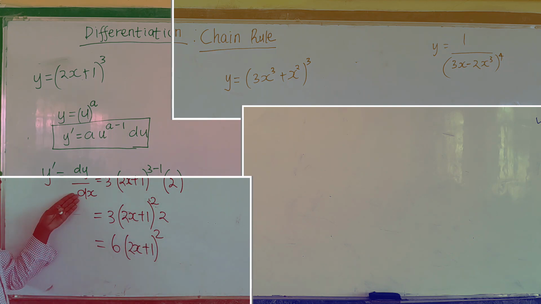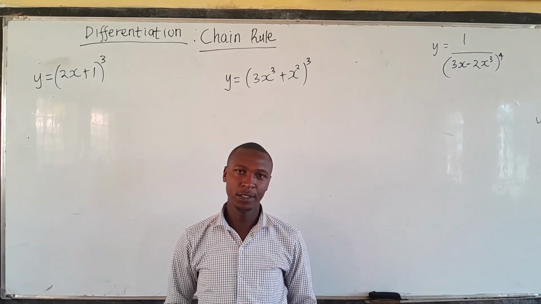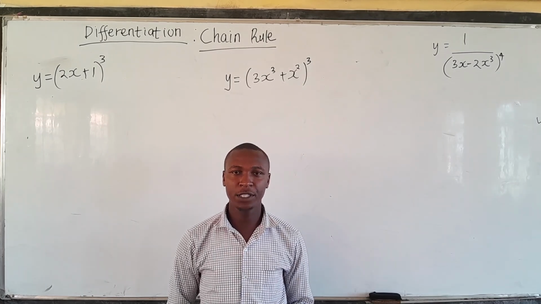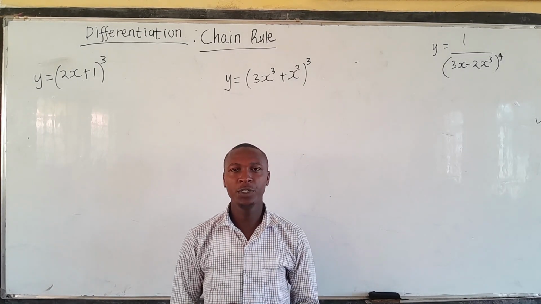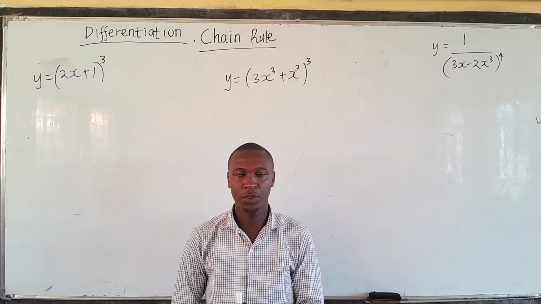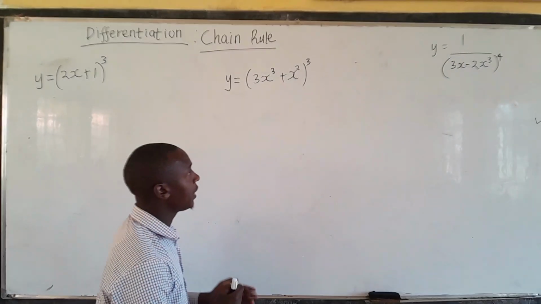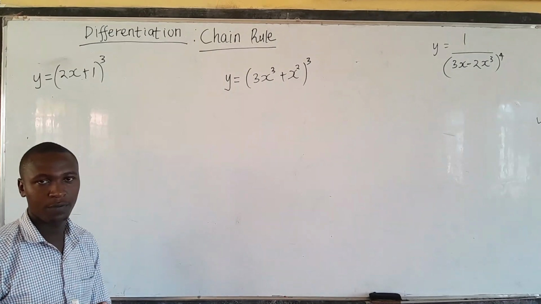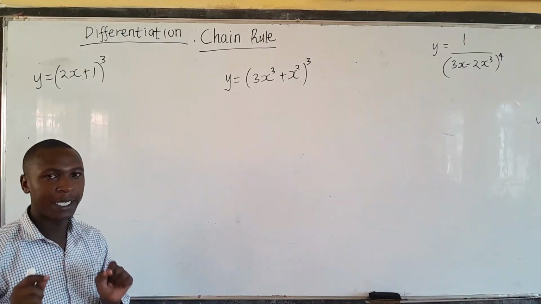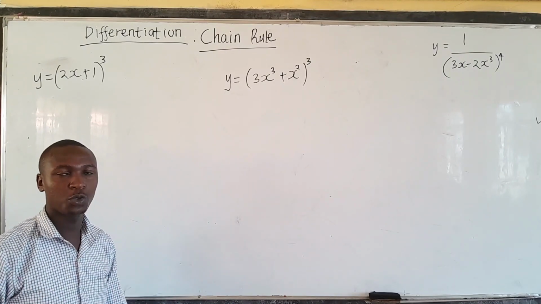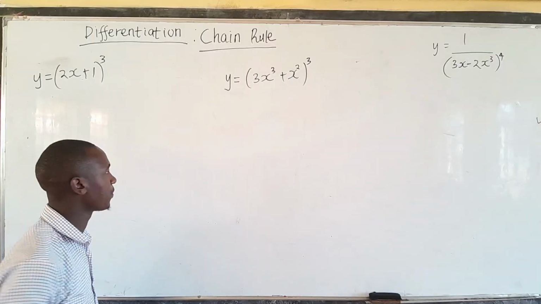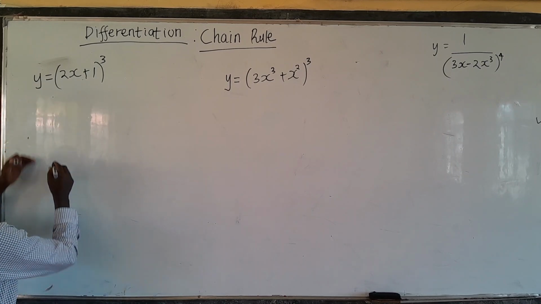Becomes the first derivative. Welcome to this video, and here we are going to differentiate a given function using the chain rule. How do we differentiate a function using the chain rule? Well, we have three examples here which we are going to solve using the chain rule. But before we get there, let us find the general form in which we can use the chain rule to differentiate a given function.